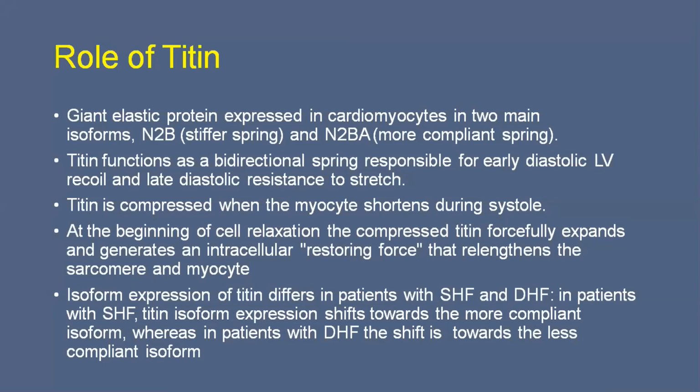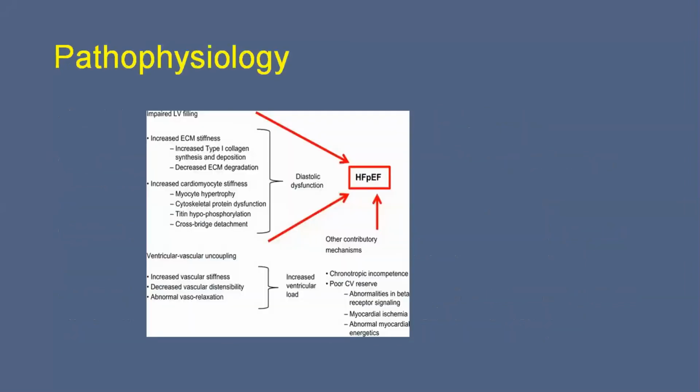In patients with systolic heart failure, titin isoform expression shifts towards the more compliant isoform, whereas in patients with diastolic heart failure, the shift is towards the less compliant isoform. Please note. This is the pathophysiology which I have highlighted, depicted in this diagram.